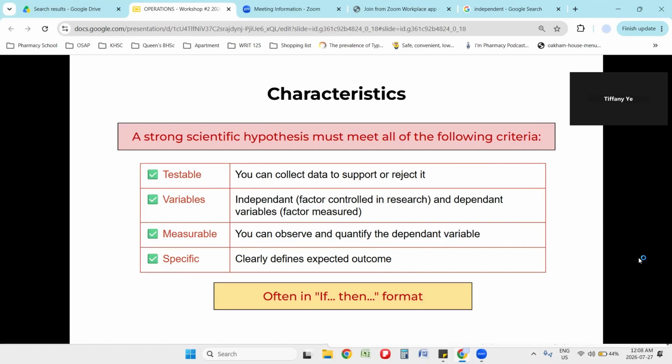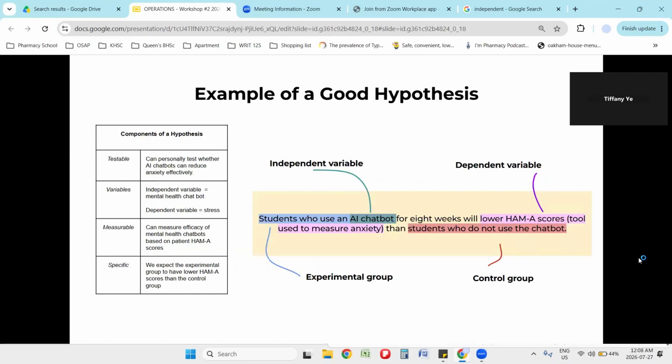Now, another important aspect of a hypothesis is that it's often written in an if and then format. You might have seen that in our previous workshop. Ananya provided a similar template, but by no means do you have to follow this exactly. This is just something to help you when you're first developing or refining your hypothesis.